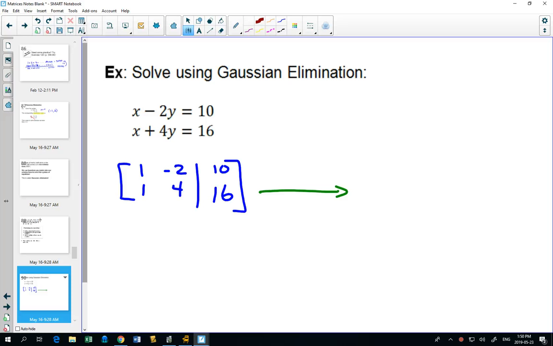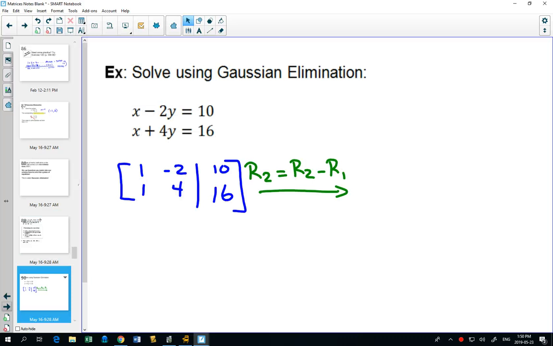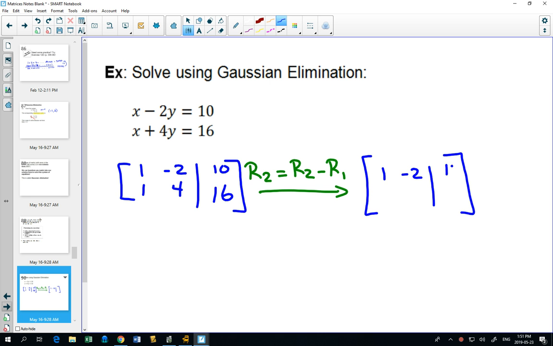Can you see if I changed row 2 to equal row 2 minus row 1? That's following, as far as my elementary row operations go, I can add a multiple of one row to another. So I'm going to rename row 2 as row 2 minus row 1. Because my instructions say I'm renaming row 2, row 1 stays the same: 1, negative 2, and 10.